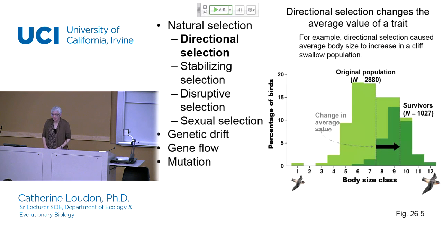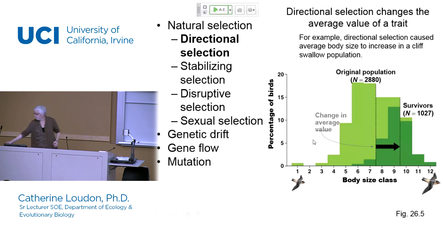Here's an example of directional selection. Since this is real data, it looks approximately like a bell-shaped curve, but it's not exactly because it's real data. So the light green shows the distribution pattern prior to some event that took place in this bird population, and the dark green bars show what the distribution pattern was like after this event. And so the x-axis here is body size class, so birds were grouped. If they were between this size and this size, then they were lumped together into one particular body class, and then slightly larger were grouped together into another body size class, and so on.